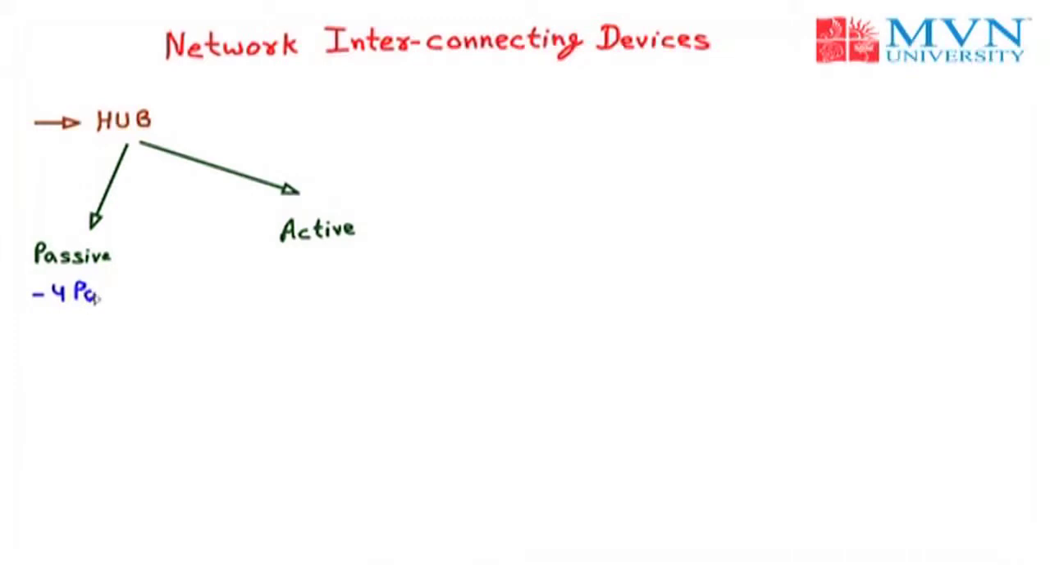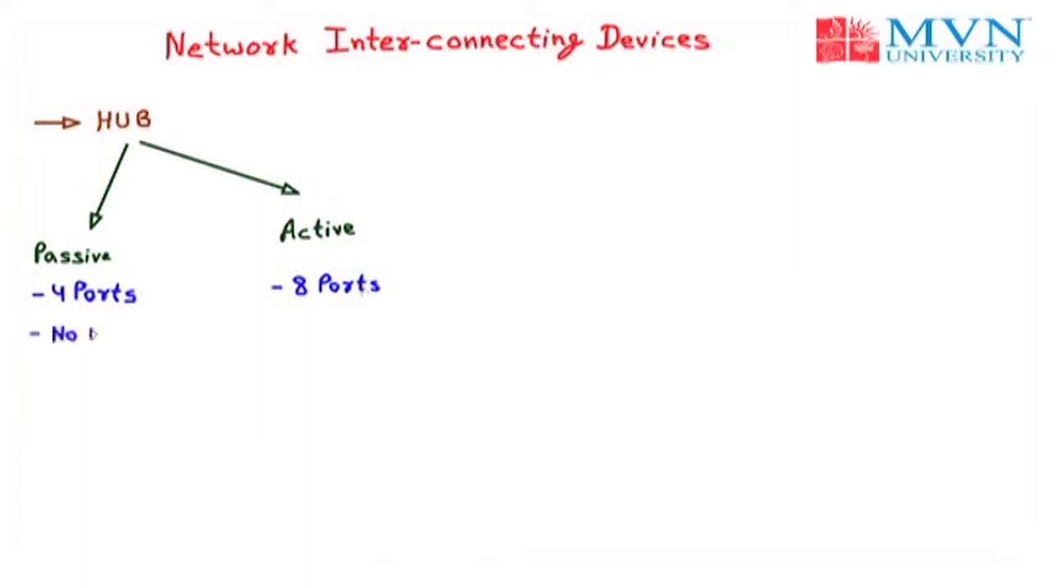So in the passive hub we have four ports. Four ports, that means we can connect four computers to a hub at the same time. Whereas the active hub contains 8 ports, meaning the same. That means 8 computers can be connected to a hub. We can just make the LAN with the help of this hub. Hub is a LAN device.